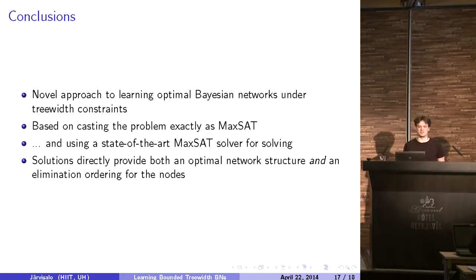So this is a novel approach to learning optimal Bayesian network structures under Treewidth constraints. There hasn't been much work until now on this problem. I tried to give you some idea of what MaxSAT is and how you can use a MaxSAT solver to solve this problem. Come and talk to us to learn more and check out the paper. That's basically what I had to say. Thanks very much.